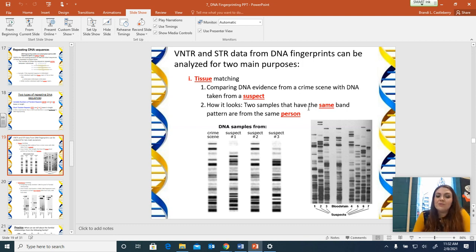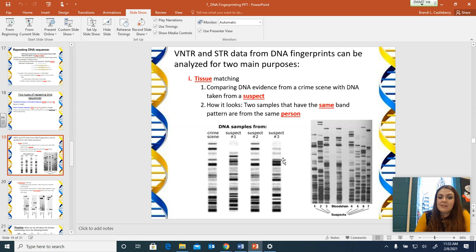So how it looks, 2 samples that have the same band pattern are the same person. Now, they have to be exactly the same. So in the exact same spot, the exact same thickness, all the exact same band. So they can't have anything different at all. So this crime scene sample here, missing this, so it's not this person. Okay, matching, matching, matching, and it matches. Okay, so it matches suspect 2, doesn't match the other one.